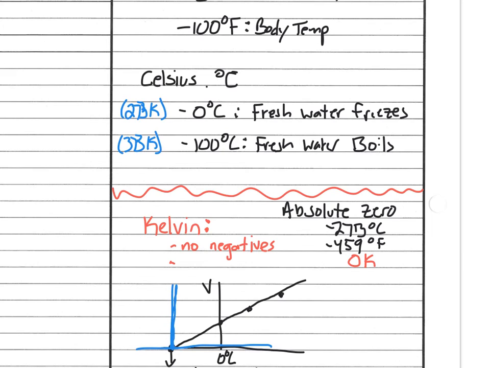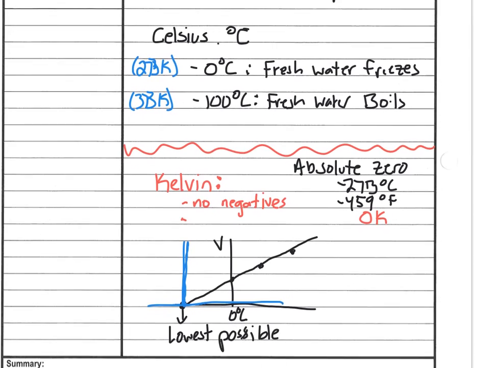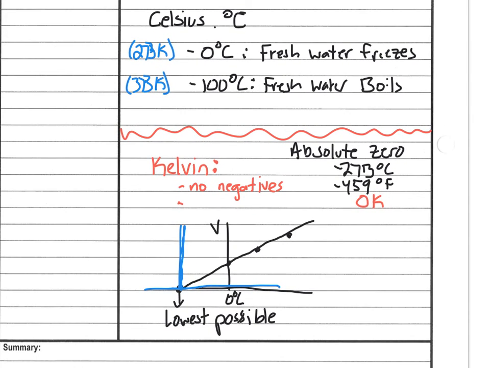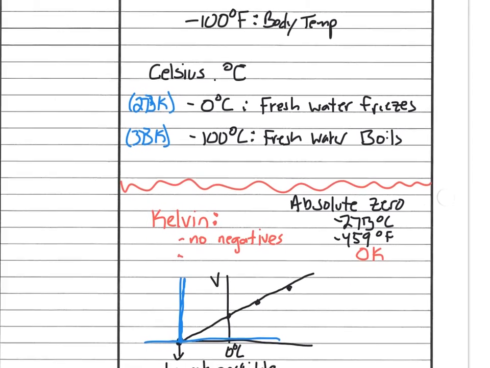It's actually kind of convenient because now we can think about doubling the temperature does in fact double the volume. It's kind of convenient how it works that way. So Kelvin is the scale that we use in chemistry class and most science classes also.